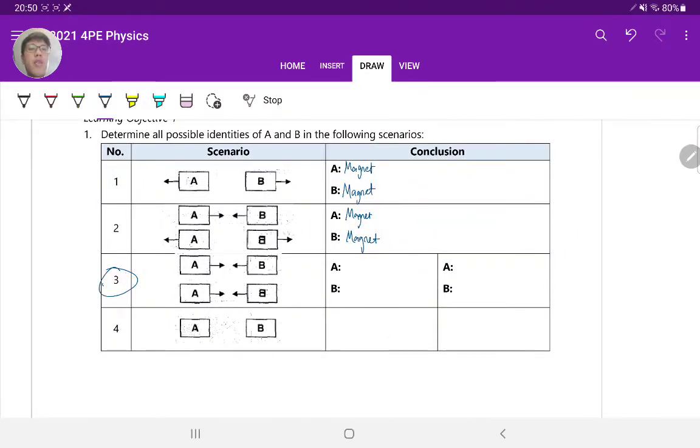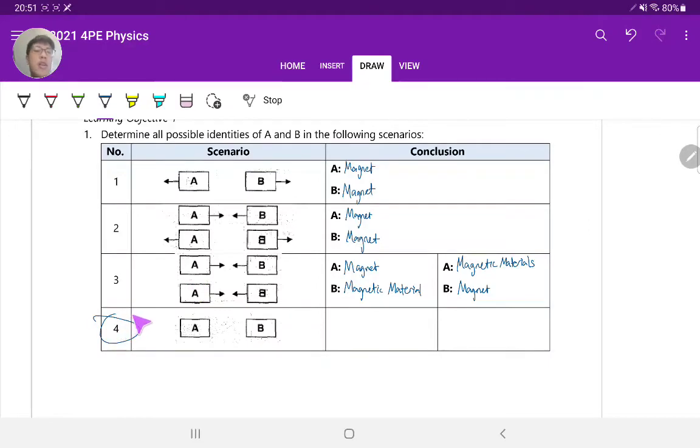Number 3, you have A and B, they attract, and then you flip B, they still attract. So what can we tell about this? Either A is a magnet or B is a magnet, while the other must be a magnetic material. It's not possible for them to both be magnets. If not, after being flipped around, they would have repelled. But one must be a magnet because they are attracting one another. So far so good.